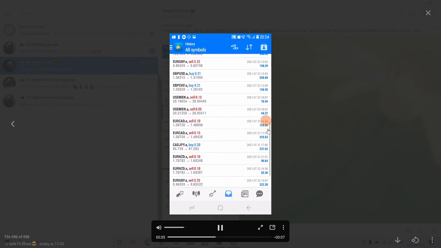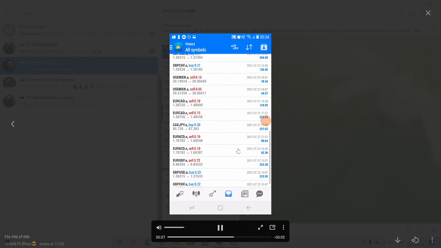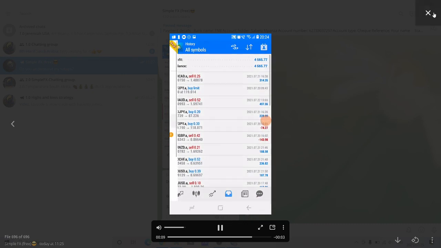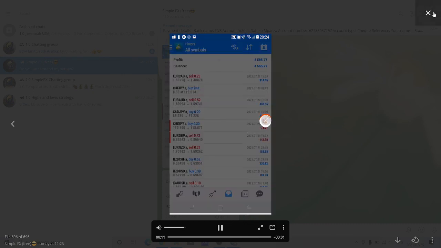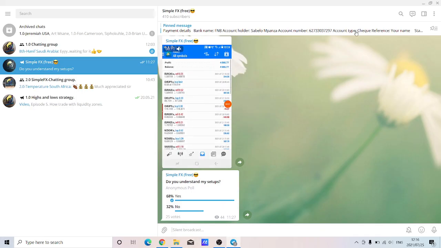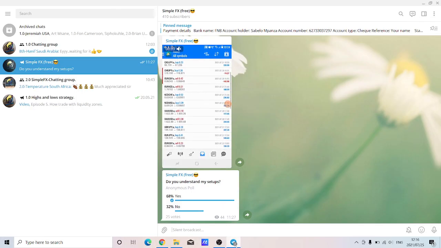Here are my trades, $4,500. I'm so happy. I've never made so much money like this before. So trading is so easy if you put enough effort into it. I'm out, guys.